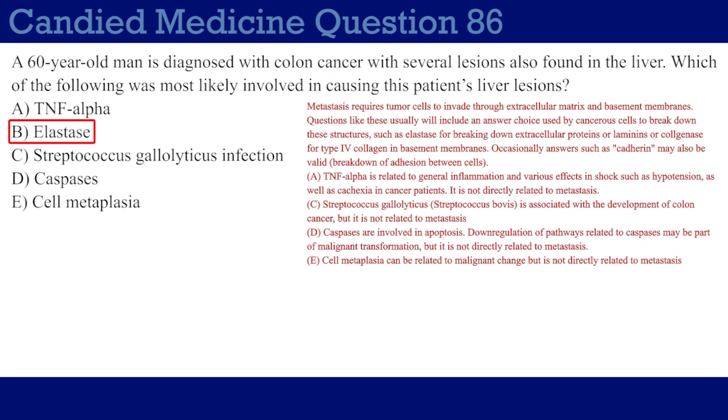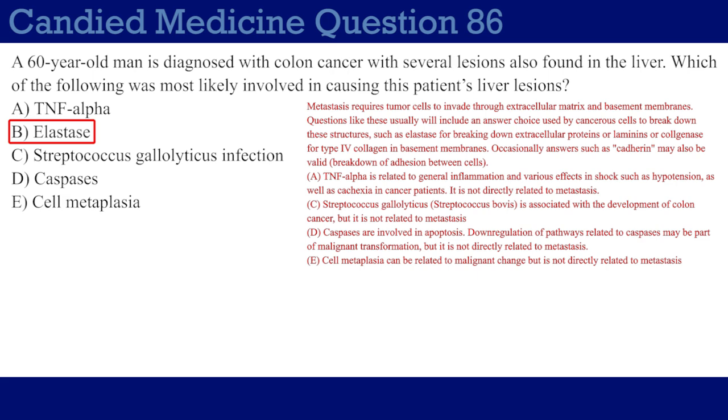Choice D, caspases. So I've talked about caspases in the past. You should know that caspases are involved in apoptosis, and downregulation of pathways related to caspases can be part of what causes malignant transformation in the first place, because obviously if you have less apoptosis going on, that can lead to the perpetuation of tumor cells or cancerous cells. But of course, it has nothing to do with metastasis either way.